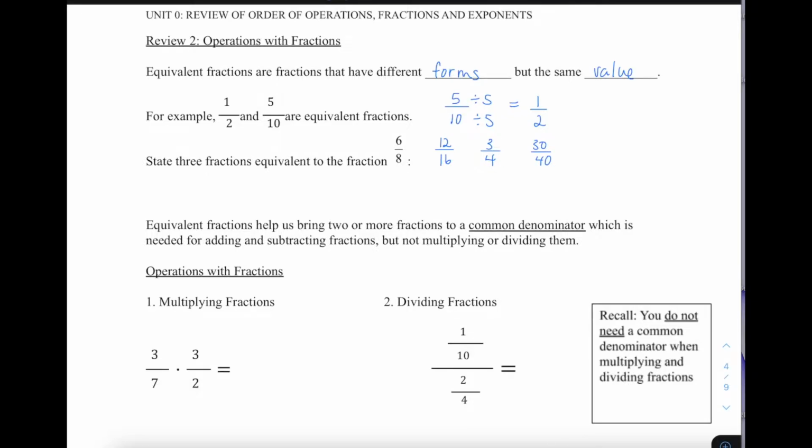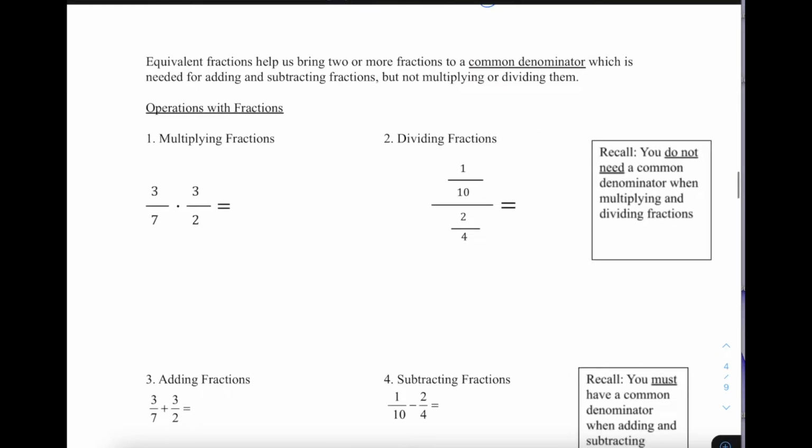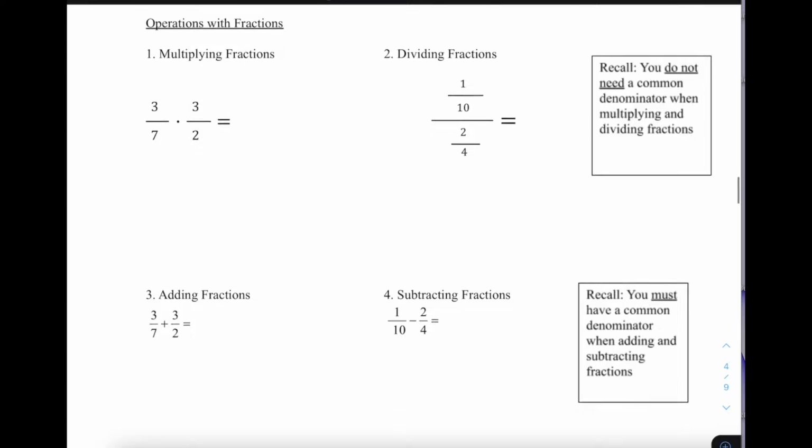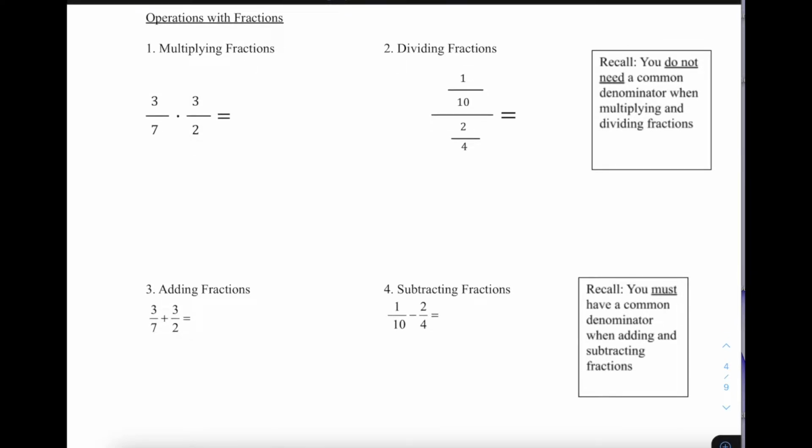Okay, so all of these are equivalent fractions, but 3/4 is the most reduced fraction because I cannot simplify the numerator or denominator. I cannot reduce the numerator or denominator anymore. Equivalent fractions are helpful because they help us to do operations with fractions. Namely, they help us find common denominators.